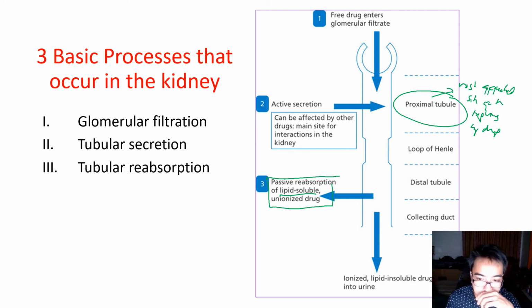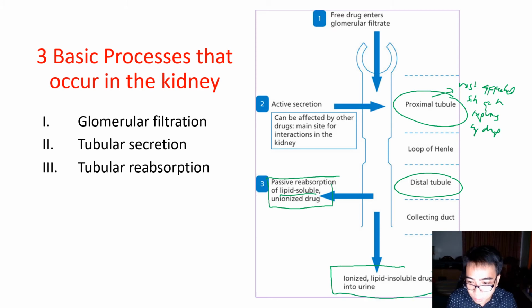extent of ionization. Okay, if you want your drug, a weak acid drug, to be reabsorbed back into the body, make sure that the urine is acid also. Para mag-exist siya in its unionized state, which will allow the drug to be reabsorbed back into the systemic circulation. And that usually happens here in the distal tubule. Okay? Then the collecting ducts class, lalabas na lang dyan are the ionized lipid-insoluble drugs, and we'll just follow the urine, or we'll just go with the urine.